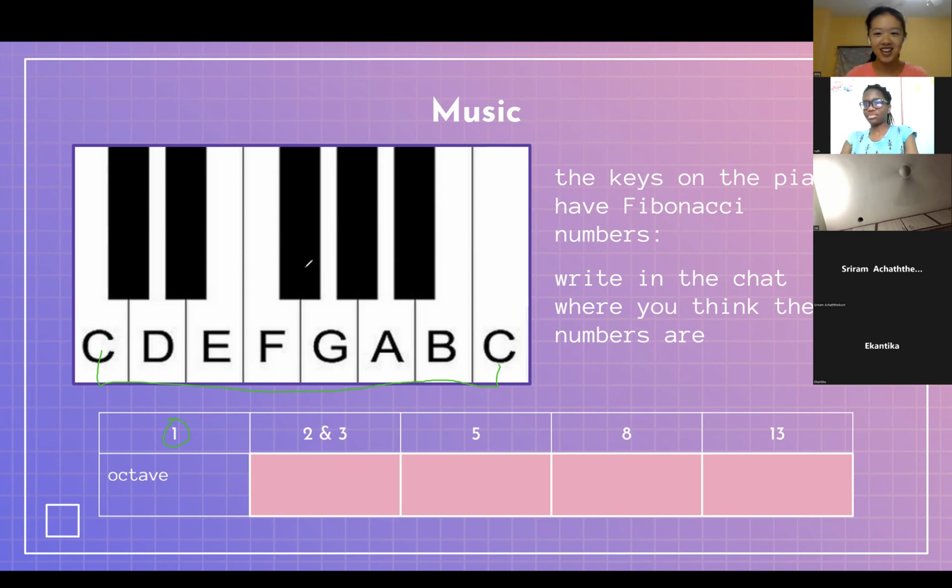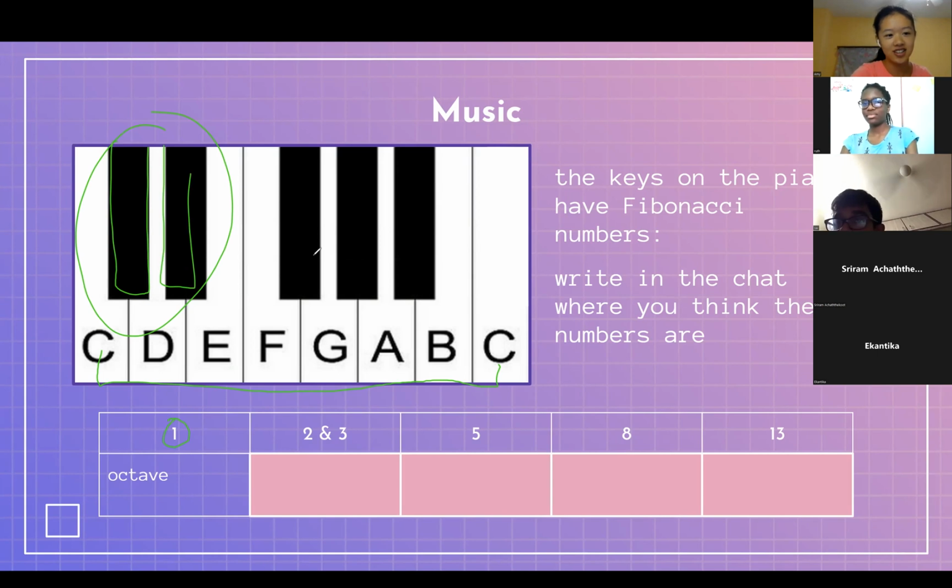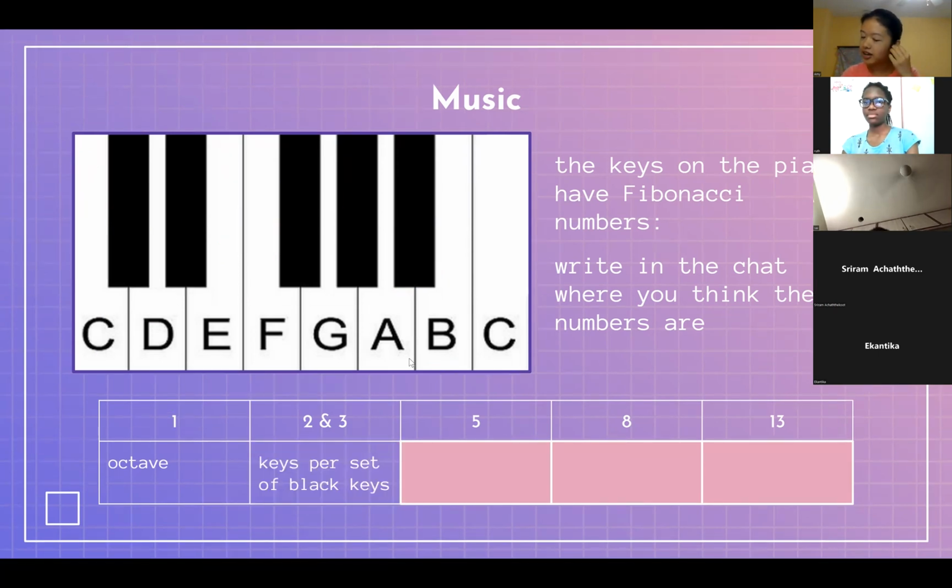If you need a hint, here are the two black keys. And then the 3 would come from the other 3 black keys. So that could be one way you would find these first few Fibonacci numbers on the piano, because there are groups of 2 black keys and groups of 3 black keys in an octave. So on that note, where would the 5 come from?